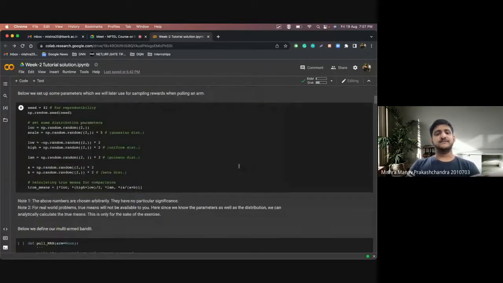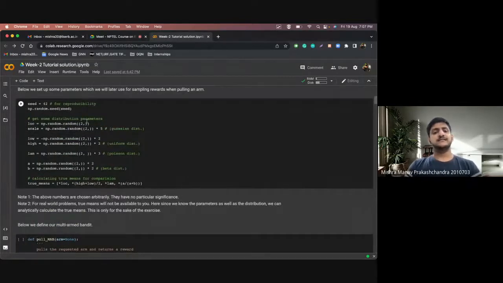So here what I've done is I have taken 4 different distributions. One is the Gaussian, second is the uniform distribution, third is the Poisson distribution, and fourth is the beta distribution. I have 8 arms, and the first 2 arms follow the Gaussian distribution. The third and fourth follow uniform. Fifth and sixth follow Poisson, and seventh and eighth follow the beta distribution. I'm randomly sampling the parameter points for all these distributions, 2 of each, and then this true means array contains the true mean value of all the distributions.